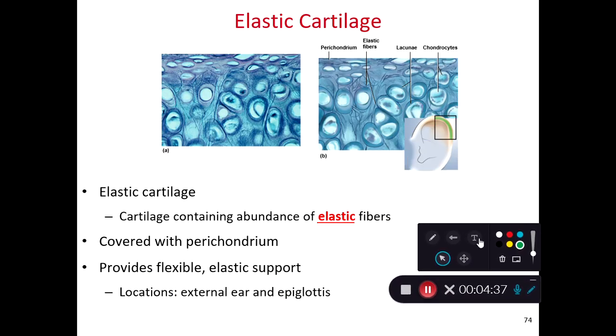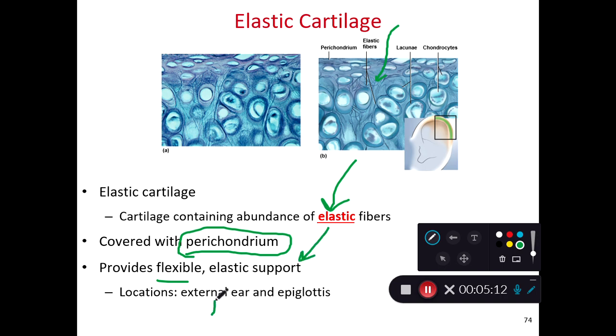As we look at elastic cartilage, this kind of cartilage is going to have lots of elastic fibers in its extracellular matrix, in addition to those very fine collagen fibers. So when we look at elastic cartilage, these thin black lines that you see in the extracellular matrix are typically just elastic fibers. There's also going to be a lot of perichondrium surrounding the elastic cartilage to help it maintain its initial shape. So we have something that's very flexible, but at the same time supportive.